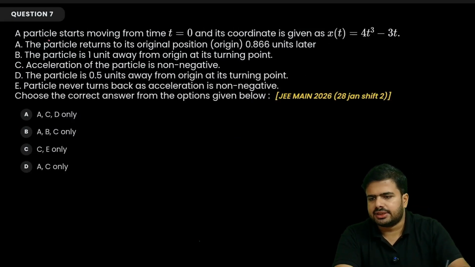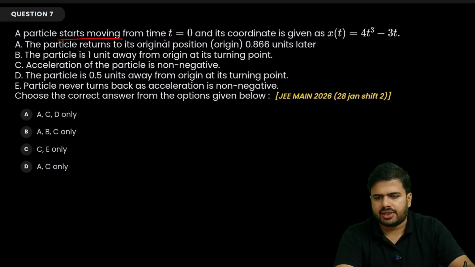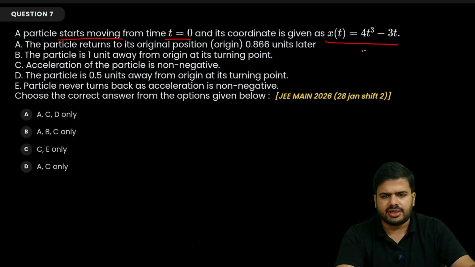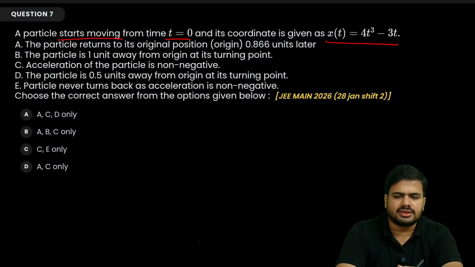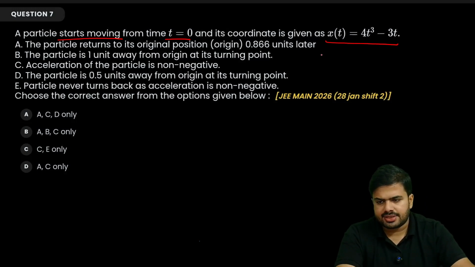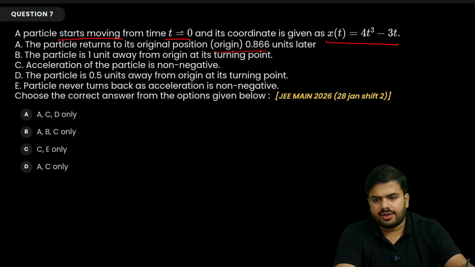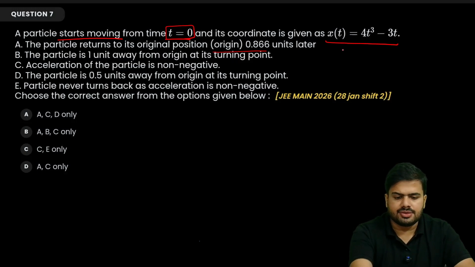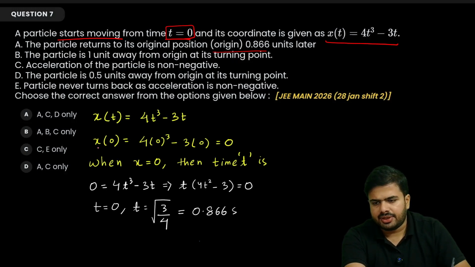Okay, so next question. Here you see they have given that a particle starts moving from time t equals 0 and its coordinate is given by x of t as 4t cube minus 3t. So the particle returns to its original position 0.866 units later. Let's first check whether the first statement is correct or not. We have to find out at what time the particle is at its origin. So let's put the value of time t equal to 0 and see where it is at time t equals 0. If we substitute, I am getting the position as 0.